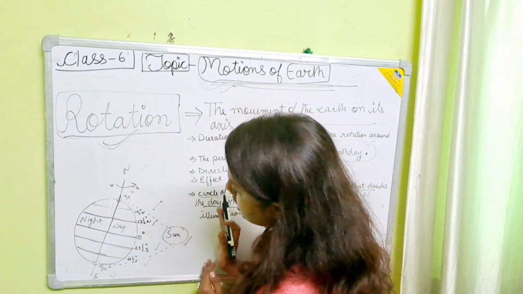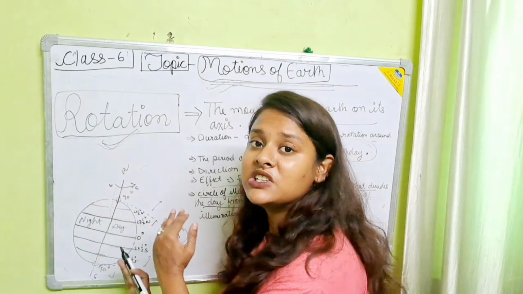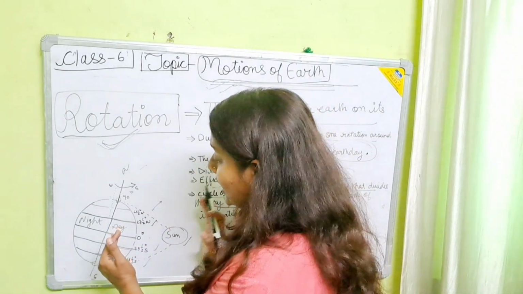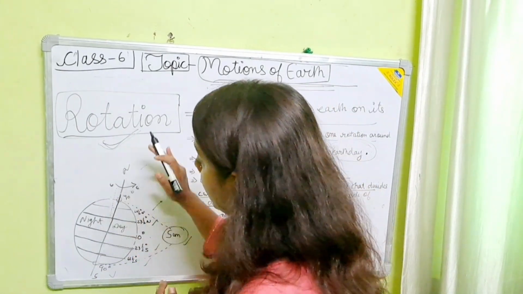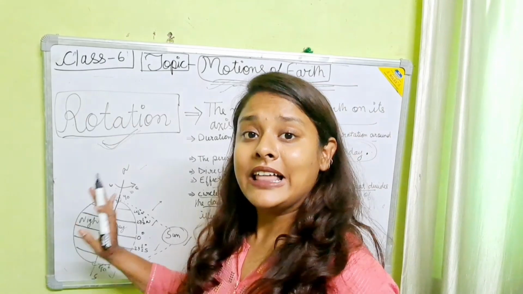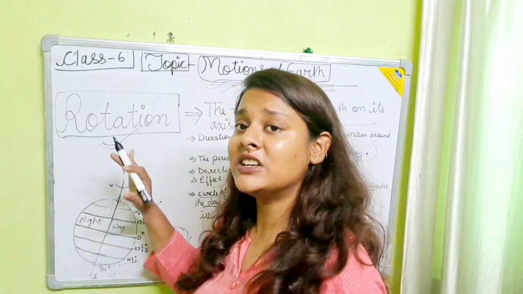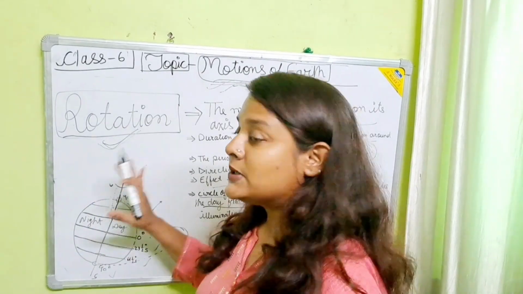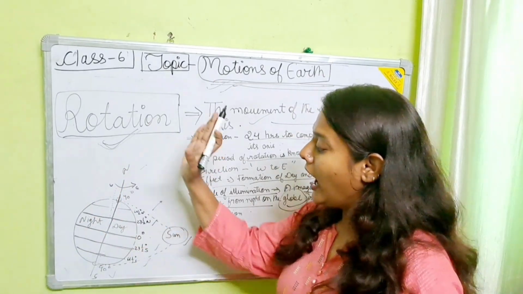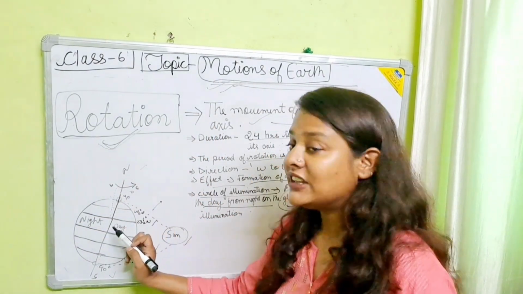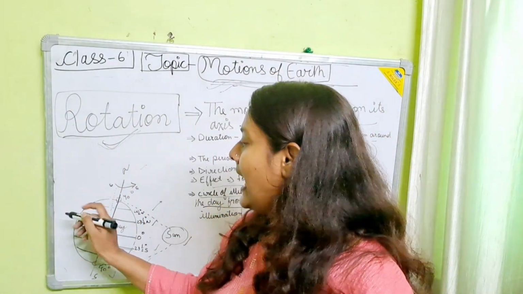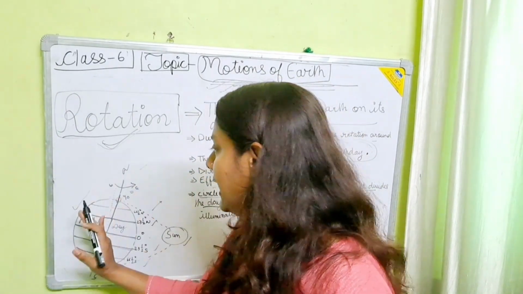When sunlight falls on the Earth, due to its spherical shape, half of the Earth receives maximum sunlight, and that part experiences day. The other part doesn't receive direct sunlight, it receives sunlight in a slanting form, and experiences night over there. So due to its spherical shape, only half of the Earth receives the sunlight and experiences day, and the other half experiences night.